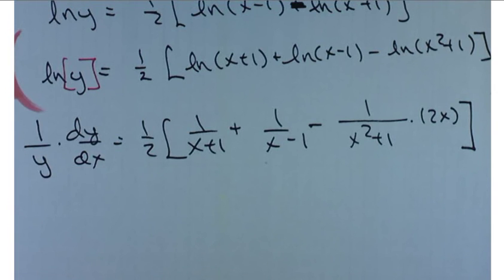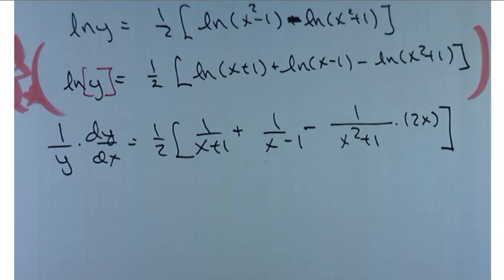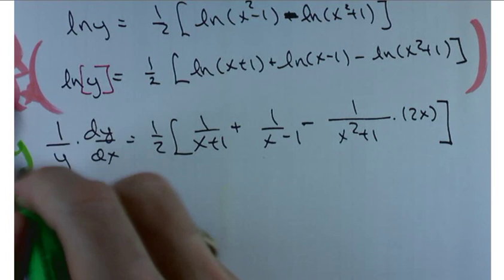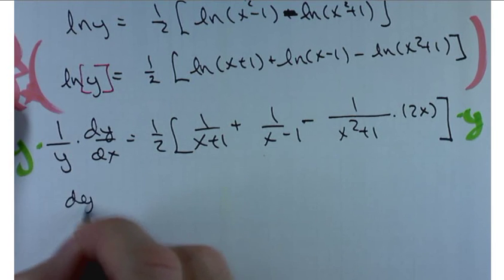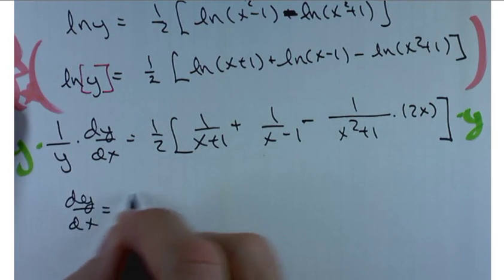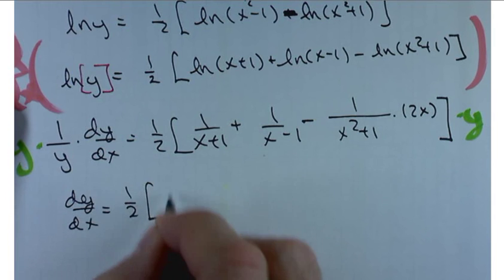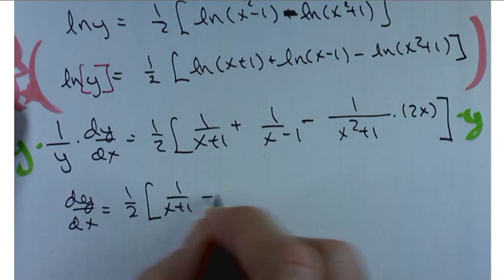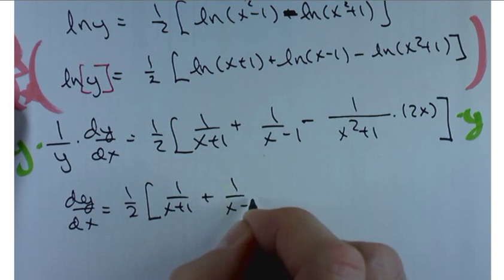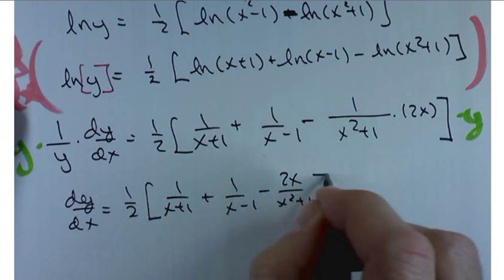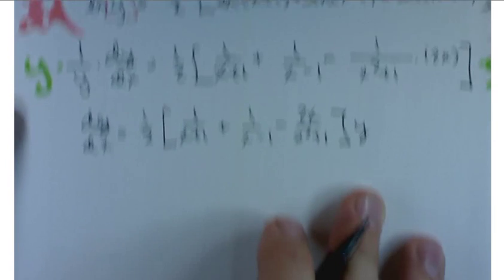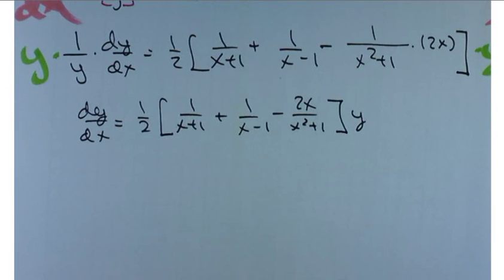But it's not that hard to finish this up. To get dy by dx by itself, I'll multiply by y on both sides. Right? And yay, look. dy by dx equals 1/2 times 1 over x plus 1 plus 1 over x minus 1 minus 2x over x squared plus 1, times y. Which isn't bad.